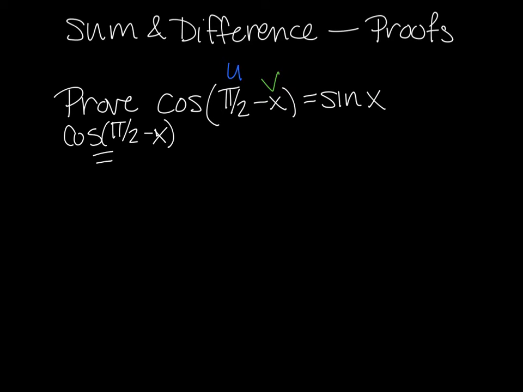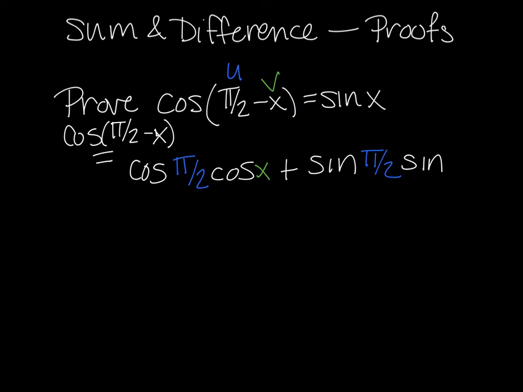and then the cosine of the difference one says cosine of u, which is pi over 2, times the cosine of v, which is x, and then the difference formula has a plus, and then it says the sine of u, which is pi over 2, and then the sine of v, which is x. Okay, so you plug it in.